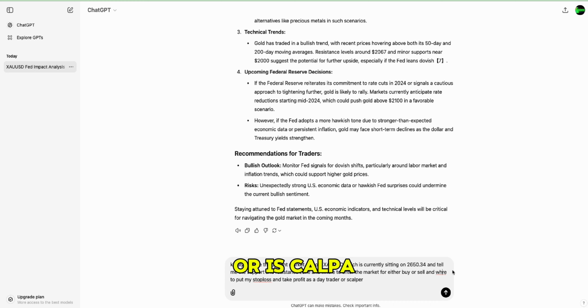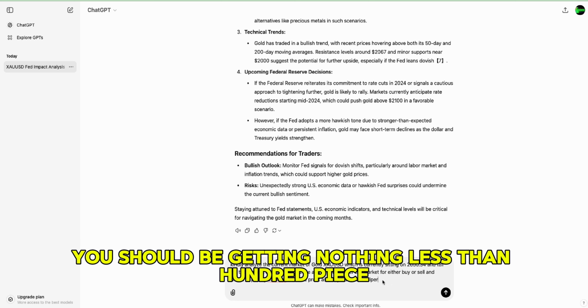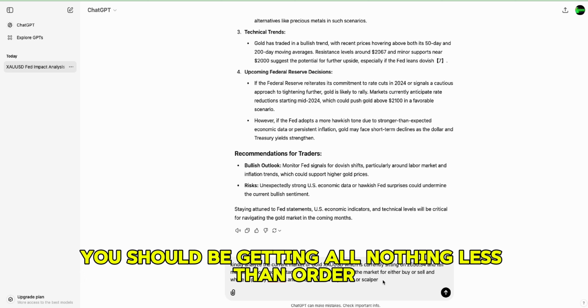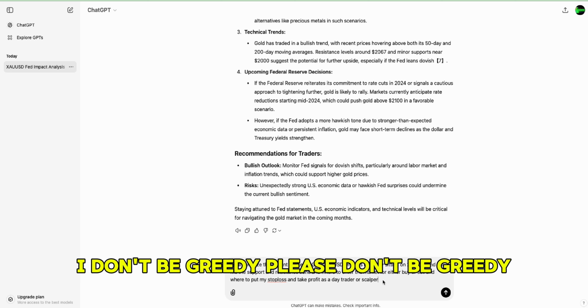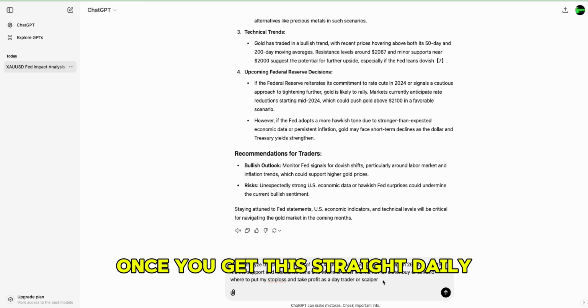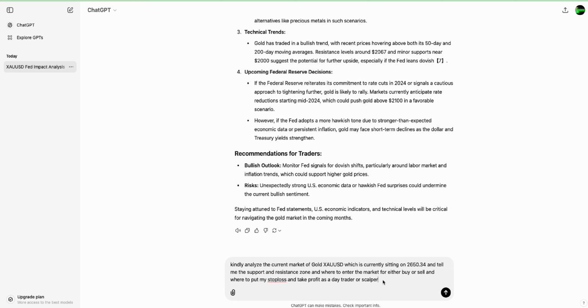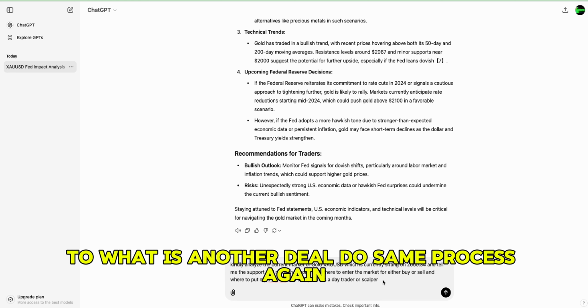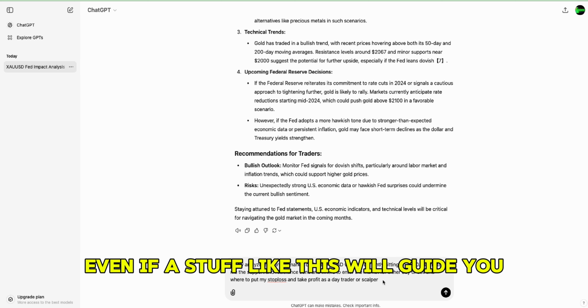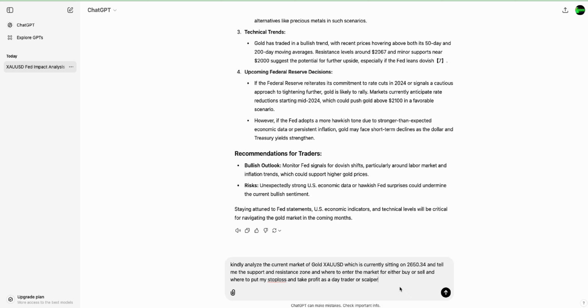If you do this on a daily basis, you should be getting nothing less than 100 pips. Don't be greedy, please. Once you get this trade daily, get out of the market, chill. Tomorrow is another day. Do the same process again. Even if you're a scalper, this will guide you. You will definitely make something out of the market. So let's ask ChatGPT this.